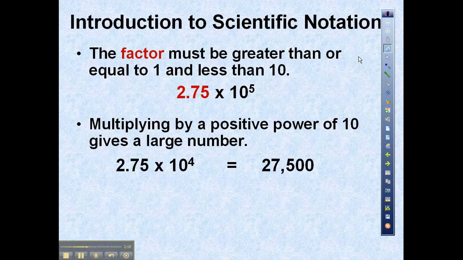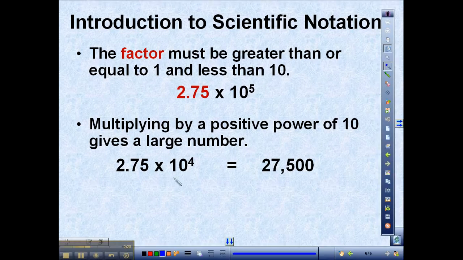If you multiply by a positive power of 10, that's going to give you a large number. Let me grab my pen here. 10 to the 4th power is the same as 10,000. If you take 2.75 and multiply by 10,000, you get a large number, 27,500.